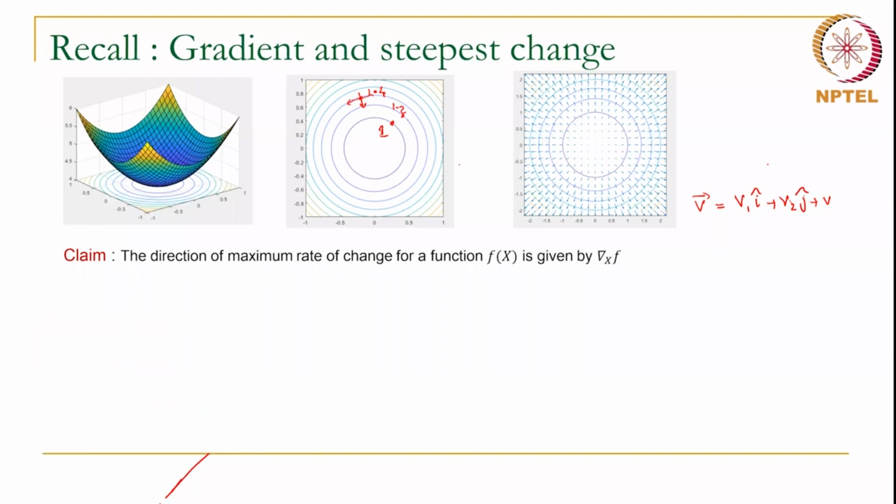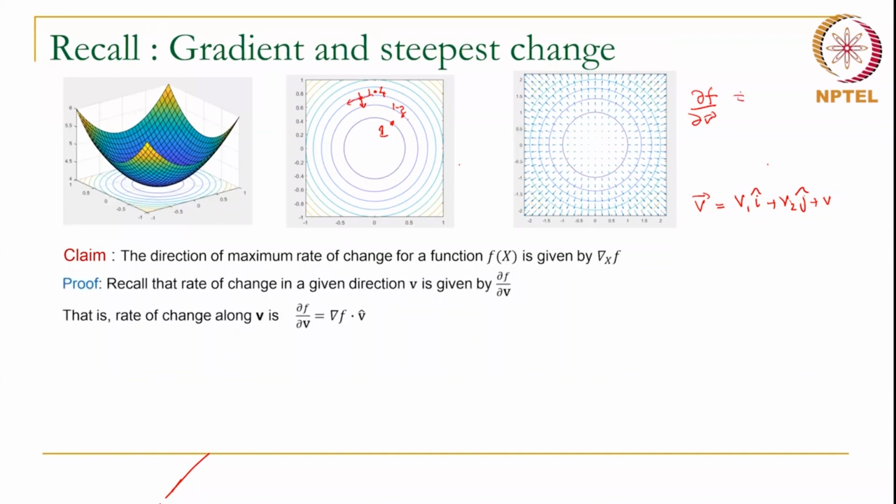F is a function of these two variables, v1 and v2, just like we just saw. Then del f del v vector, this is the gradient. So the rate of change along any particular direction is given by gradient of f dotted by that direction. Let me explain this.